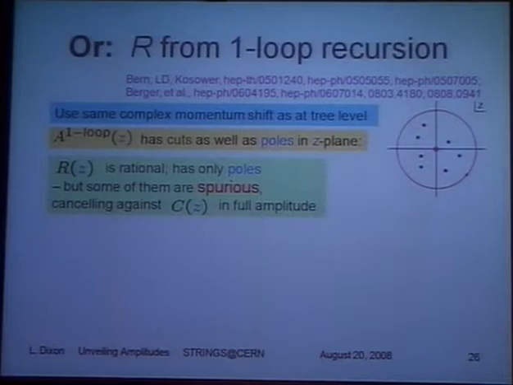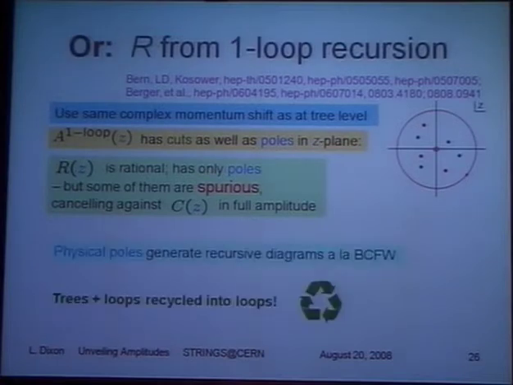Then, by definition, we don't have any cuts. We just have poles. It turns out we have a few extra poles, because some of these poles cancel against the cut parts in the full amplitude. But we know the cut parts, so we know how to take that into account. And then the physical poles, the ones in blue, give us some recursive diagrams that are very much like the kinds you get at tree level. And so in this case, and also in the case of generalized unitarity, you see that trees, and sometimes trees plus loops, that information gets recycled into more complicated loops.